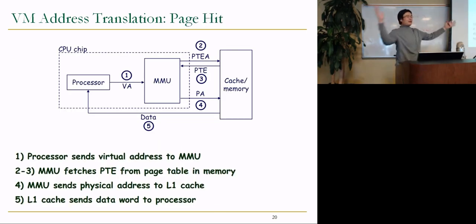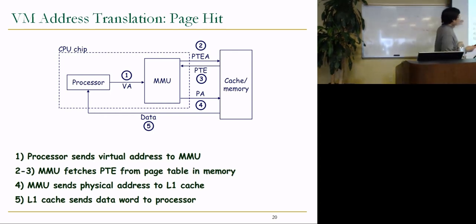And here's the bigger, higher level overview of how this process is done. You have the CPU chip. So everything here is within your CPU chip. And then you have the cache and the memory, where in most cases the memory is off chip, so the latency is actually higher. If you have a page hit, first of all, you send a virtual address to the MMU. The MMU translates that and gets the physical address. And because the valid bit is one, you get the physical address and grab the data from the cache and memory.